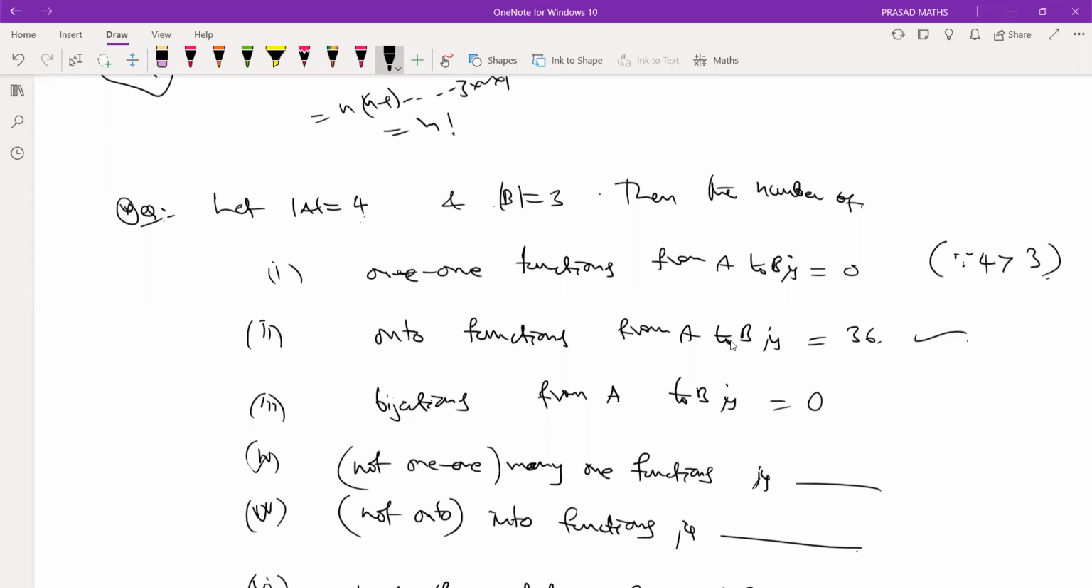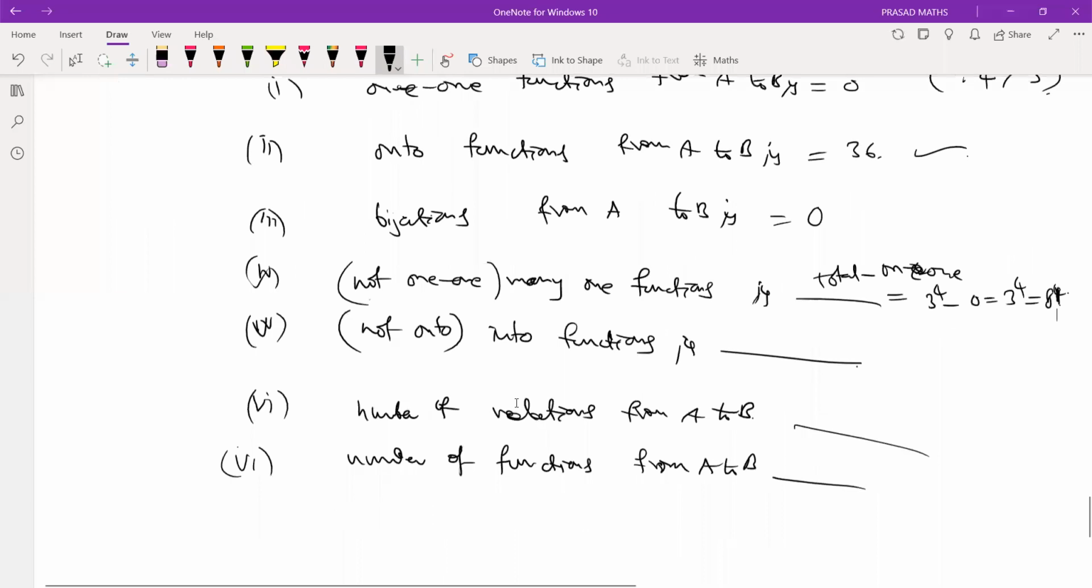Number of many-one functions means not one-one functions. Total functions minus one-one functions. I'm interested in finding not one-one functions, so total minus one-one. What is total? Total functions is 3 power 4, minus one-one functions. Understand? One-one functions is 0. Therefore 3 power 4, right? 81.